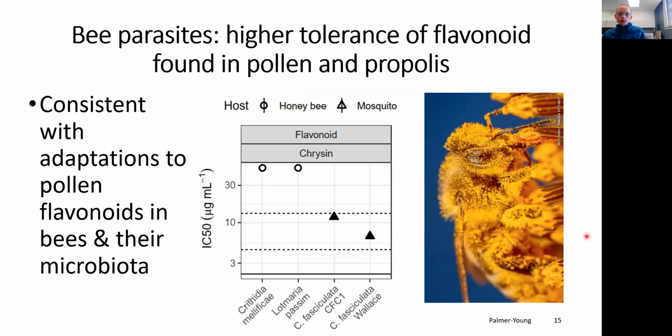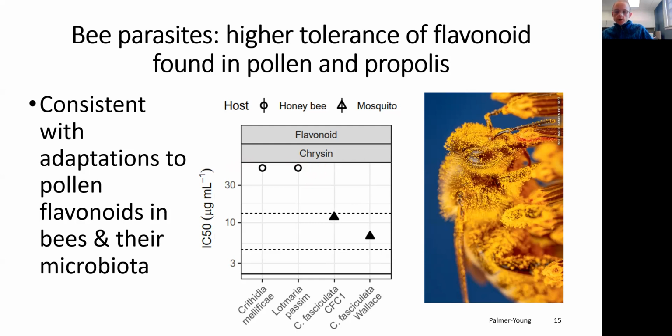The most striking difference between the bee and mosquito parasites was intolerance of the flavonoid, chrysin, which inhibited growth of both strains of mosquito parasites at less than 15 micrograms per milliliter, but had minimal effects on either bee parasite up to 50 micrograms per milliliter. In other words, tolerance to this compound was at least 4 times higher in parasites of bees.